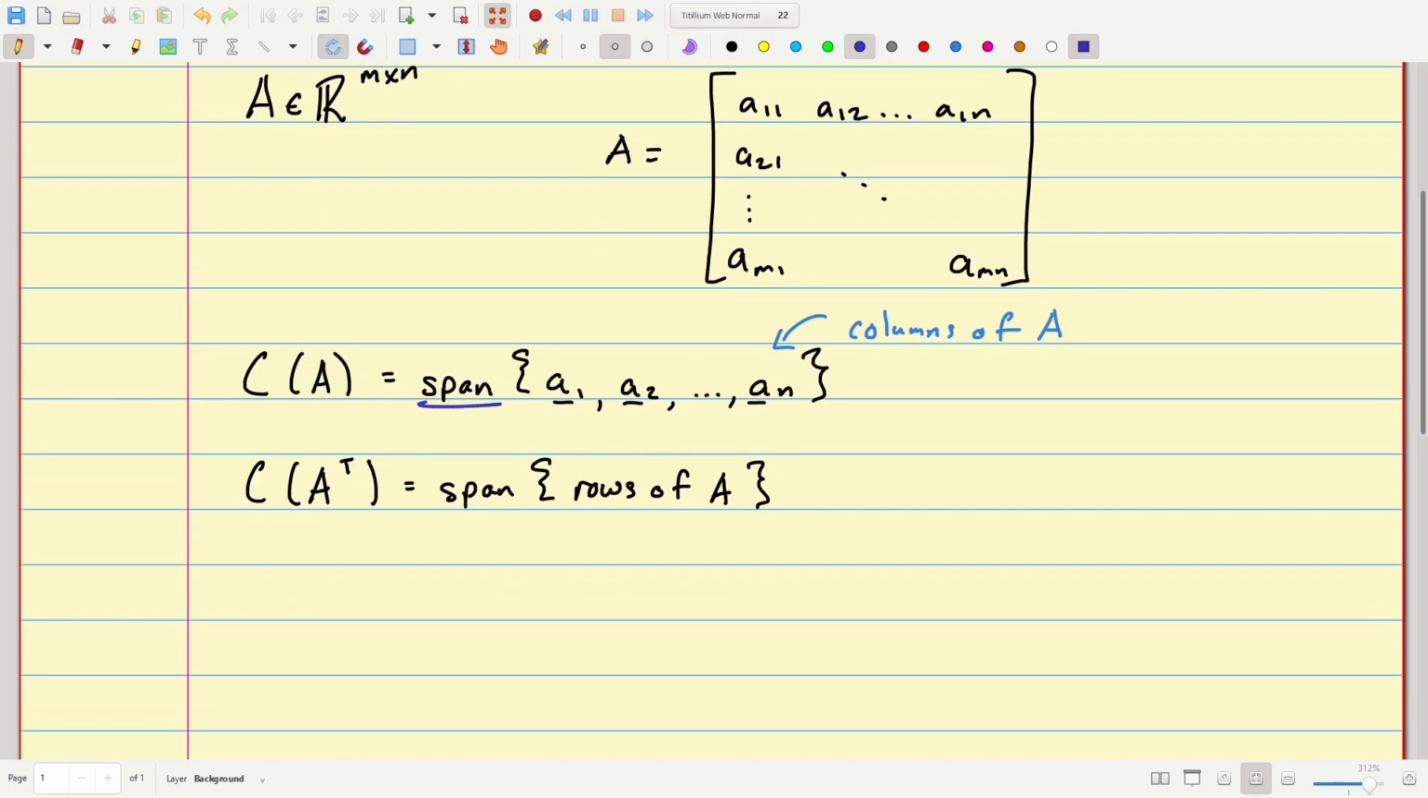Now, because we're talking about spans, we know that we're talking about subspaces, because that's one of the elements of the discussions that we've had. If we have a span of vectors, then that span forms a subspace. Now, connected to these two ideas, we have a different set of values.